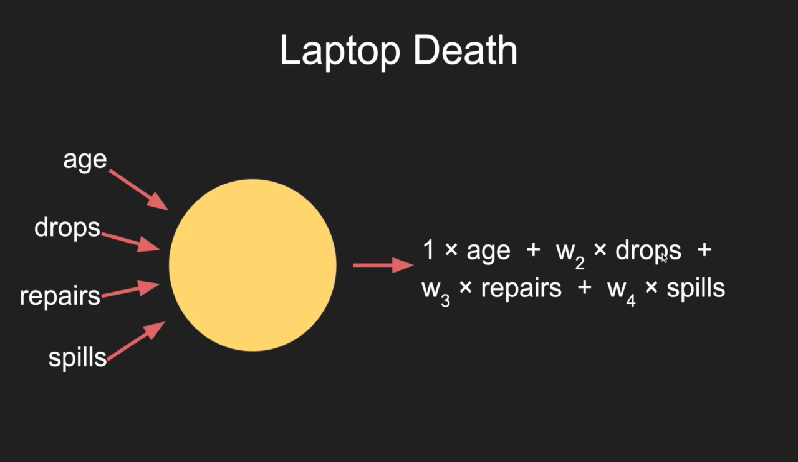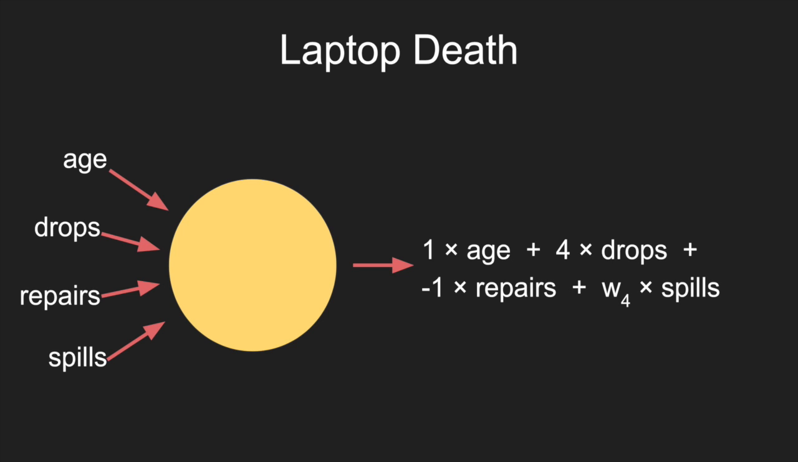Now, the number of drops, if you drop your laptop, that's really bad. It's probably worse than your laptop aging a year. So weight 2, let's make it 4. So if you drop your laptop once, the output of the neuron will go up by 4. That's a lot, and maybe that's a little over the top, but at least it shows that this is worse than this. Now, if you repaired your laptop, that's actually probably a good thing. Depends on where you had it repaired, but it's probably a good thing. So maybe weight 3 should be negative, because the more repairs you get, the lower the output of the neuron should be. So maybe that'll be -1.